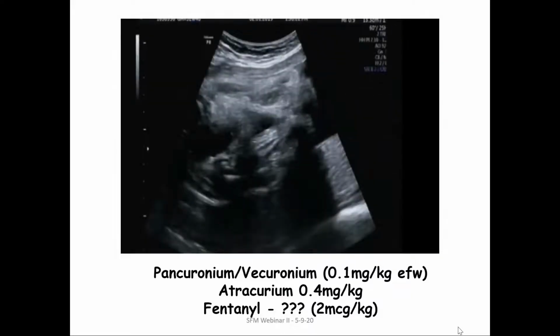Now, the question of analgesia to the fetus is again debatable, because there is this argument that the fetus does not feel pain before 30 to 34 weeks of gestation. But if you do indeed choose to give analgesia, the drug of choice is fentanyl, and the dose is 2 micrograms per kilogram.